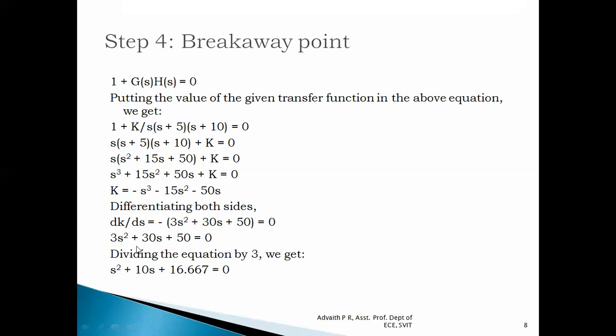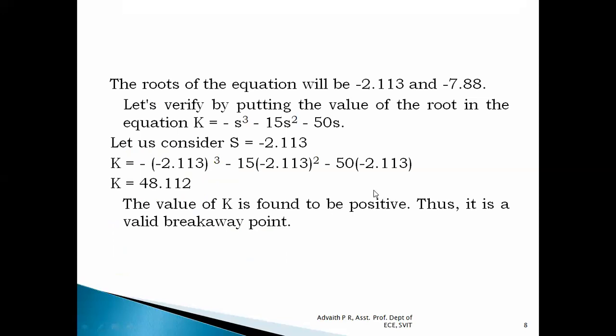Let us divide this by 3 so that we get just the square term without the coefficient 3. So s squared plus 30/3, which is 10s, plus 50/3, which is 16.67, equals 0. Now, the roots of this equation, when we solve in the calculator, are minus 2.113 and minus 7.88. So these two are eligible breakaway points. But in these two, we have to choose one breakaway point.